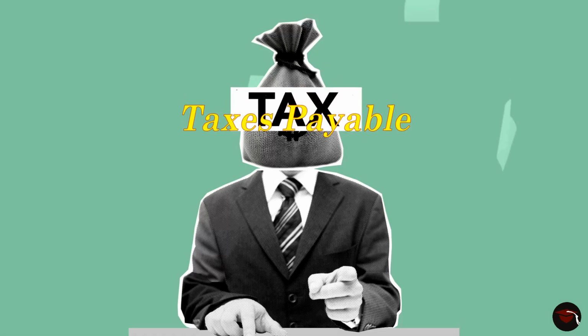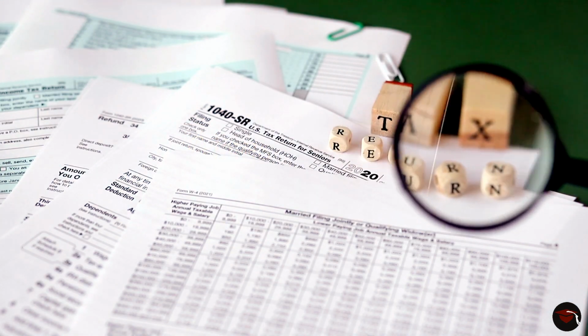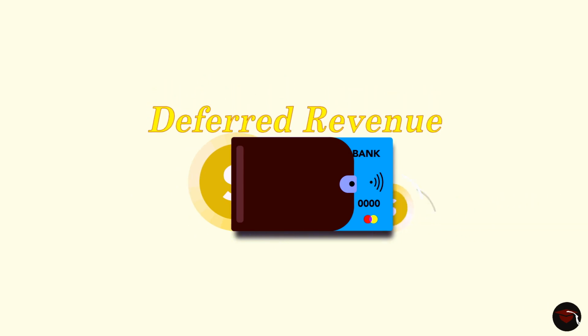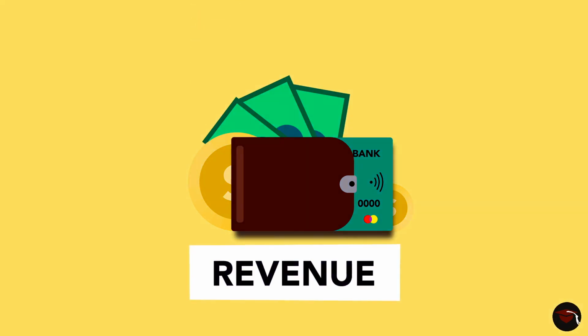Taxes payable, unpaid taxes such as income taxes or property taxes. Deferred revenue, payments received in advance for goods or services that will be provided in the future.